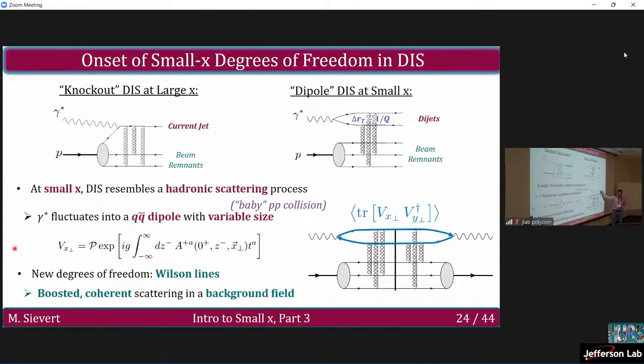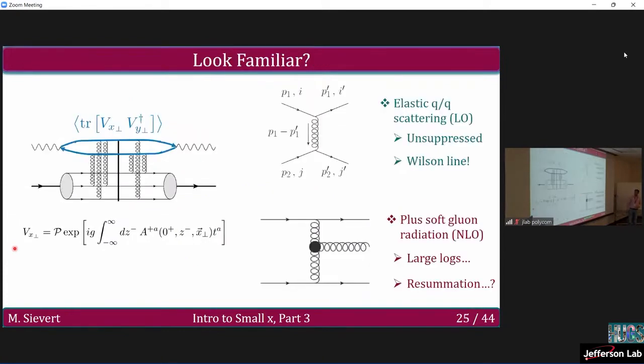And the relevant degree of freedom is this dipole scattering amplitude. So this is literally the S matrix for the interaction of a quark-anti-quark dipole in a background of the gluon potential of whatever your target is. So when we start talking about DIS at small x, or any process at small x, it's dipoles, dipoles, dipoles all day long. So I hope this is starting to look familiar.